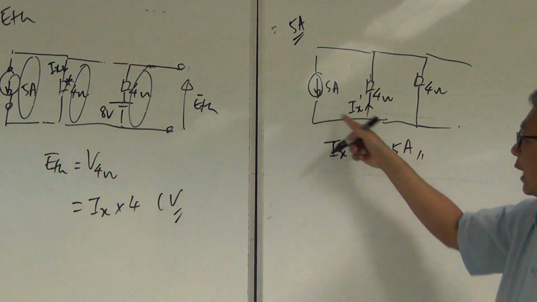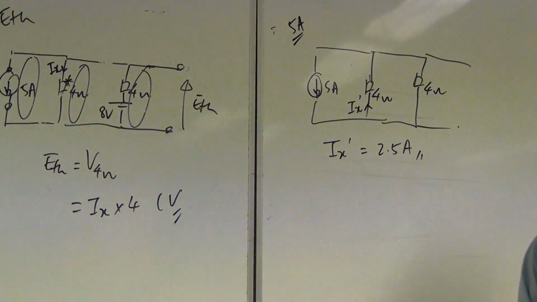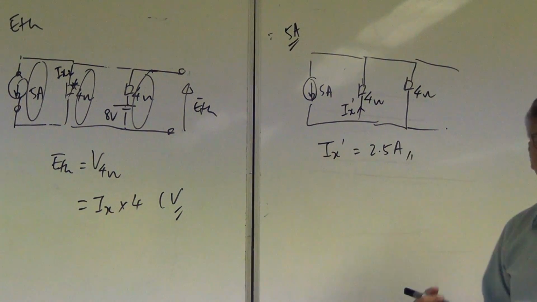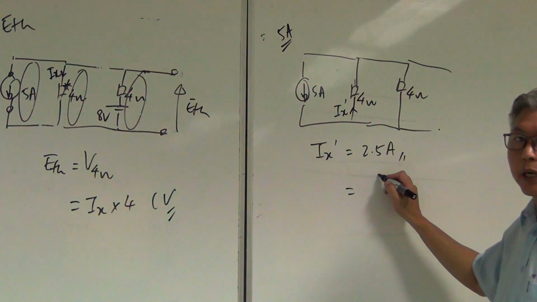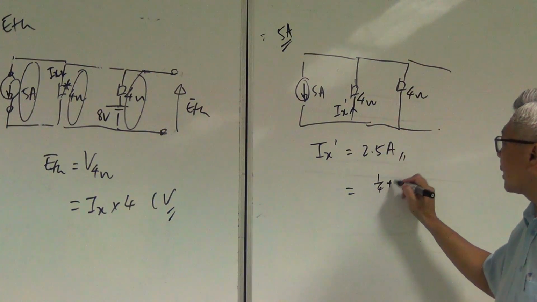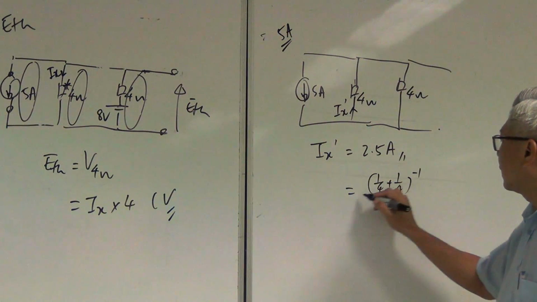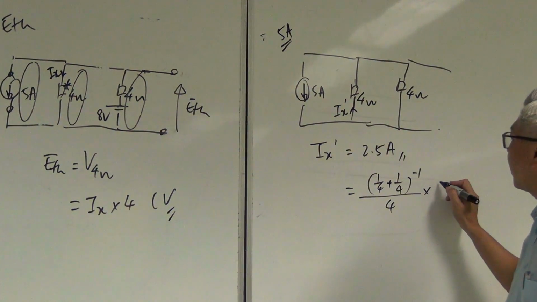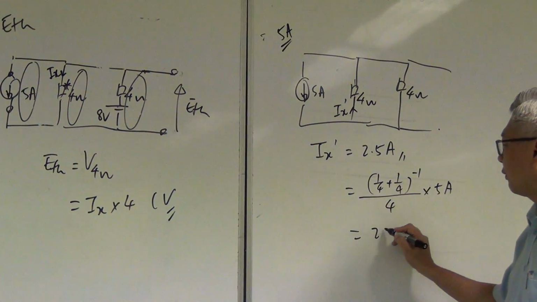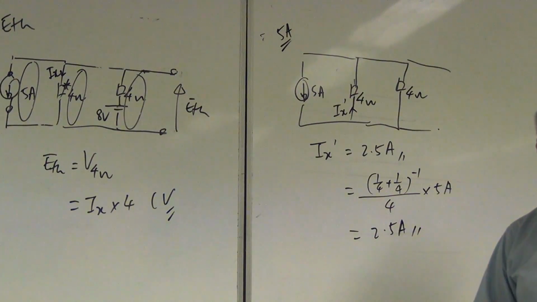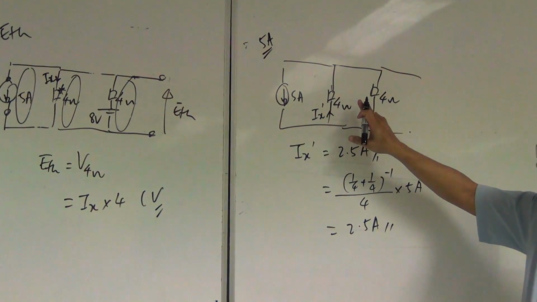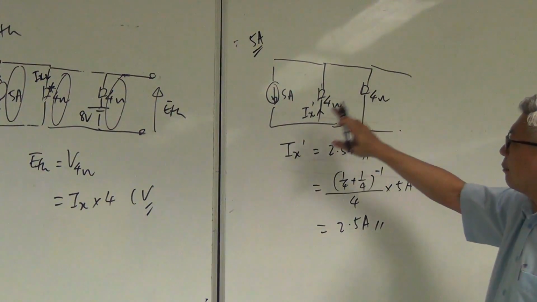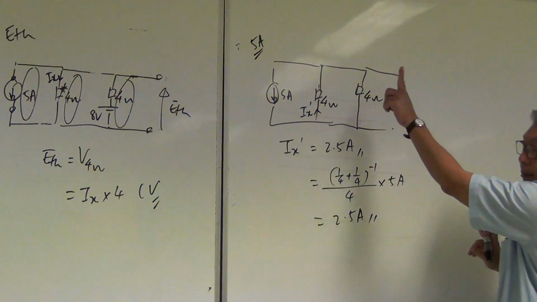Do you know why? 5 come here, split 2.5 by 2.5. If some of you say, oh, can I prove it by current divider? Of course, you can use current divider. You still remember your current divider? 1 over 4 plus 1 over 4 inverse, divided by 4, then multiply the 5 ampere. It will still be 2.5 ampere. So that is when you consider the 5 ampere source. Right? So now we know already, by the 5 ampere source, the current is 2.5 ampere going up.